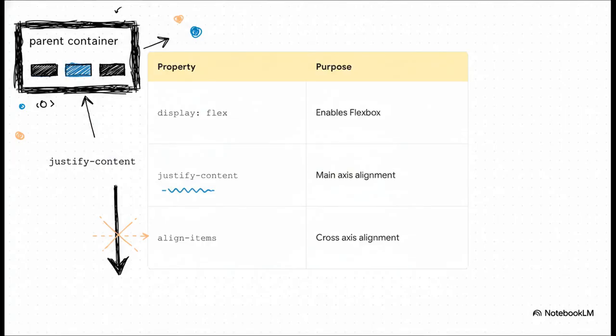And here's the basic idea. You just go to a parent container and you tell it display flex. That's it. You've just turned on Flexbox. From there, you're mostly going to use two main properties: justify content to align things up along the main direction, and align items to handle the other direction.